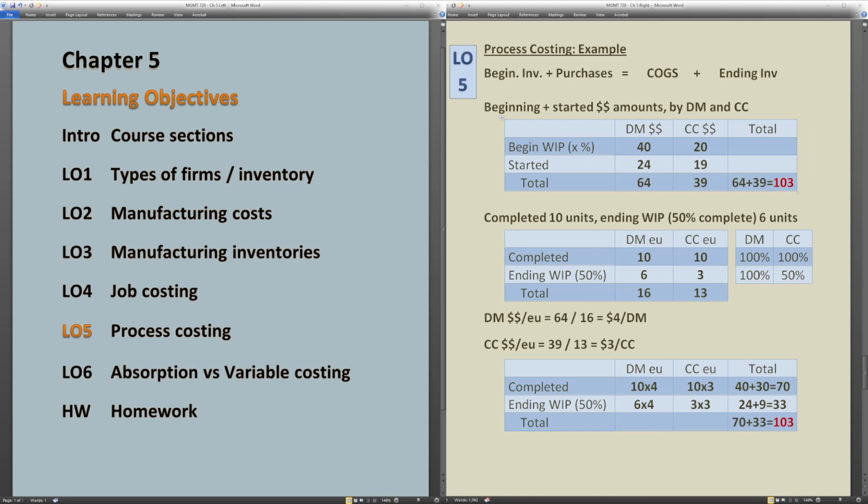By default, the word completed indicates that all the materials have been added and all of the conversion costs have been added, right? So for something to be complete, it has to have all the materials and it has to be fully converted. So when I say completed units, it's going to have all my direct material units and it's going to have all my conversion cost units.